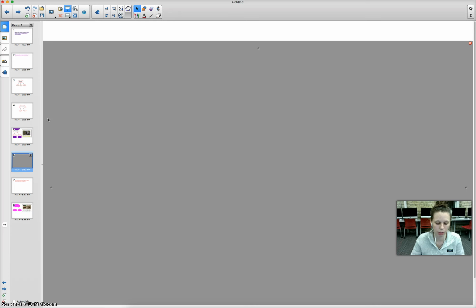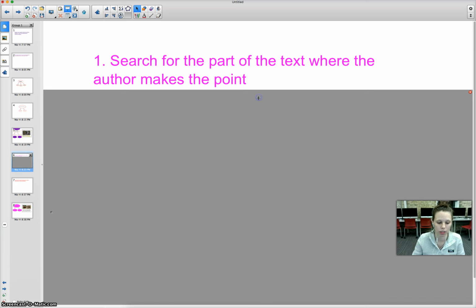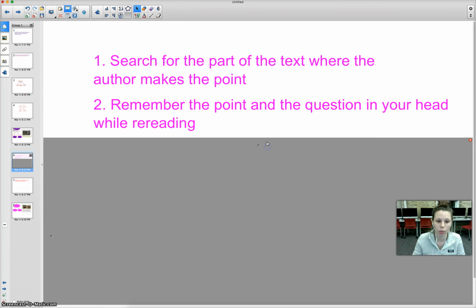There are three steps I'm going to keep in mind while I'm looking through the text for answers. Number 1, search for the part of the text where the author makes a point. So that's when I had to try to figure out what kind of similar words the question was using to find in the text. Number 2, remember the point and the question in your head while rereading.